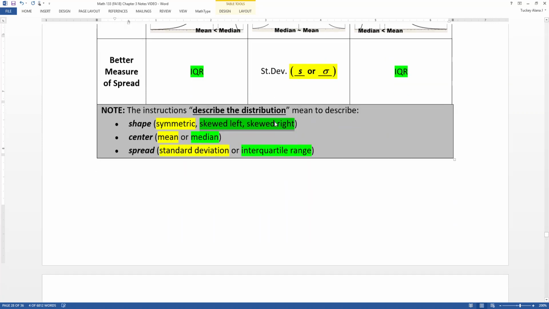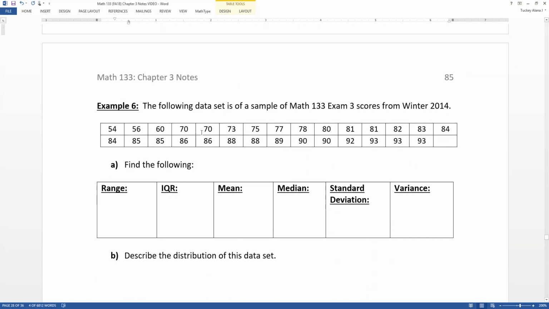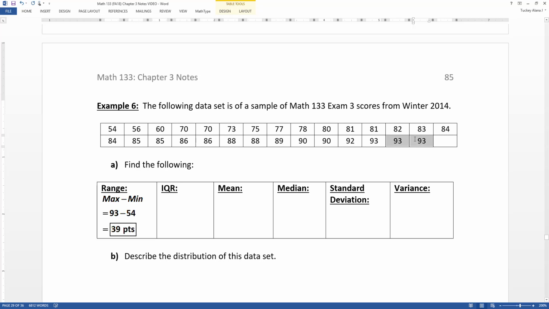Okay, let's recap a lot of this for our example problem. Same data we were working with before. It's a sample of exam 3 scores. Well, let's start with the range. Range is really easy to find because range is max minus min. So all you have to do is look for your highest value and your lowest value, which is really easy because I put this data set in order. So it's 93 take away 54.